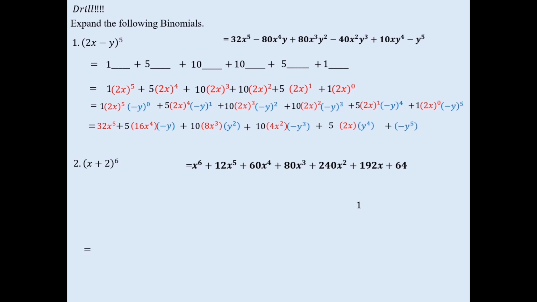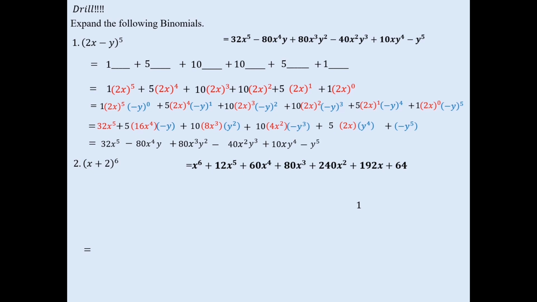Simplifying further, you have now 32x to the 5. 5 times 16 times negative y is negative 80x to the 4th y. Then you have 10 times 8 is 80x cubed y squared plus, bakit siya minus? Then 10 times 4 times negative y. Yan, meron tayong negative 40x squared y cubed plus 5 times 2 times y to the 4th is 10x y to the 4th and negative y to the power of 5.